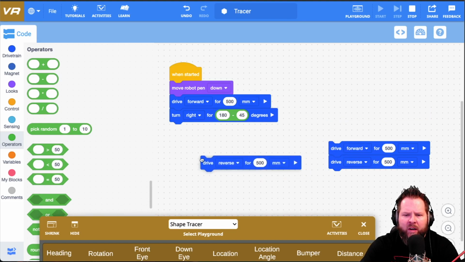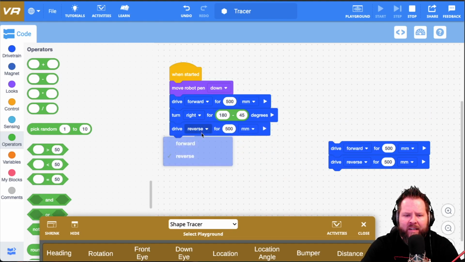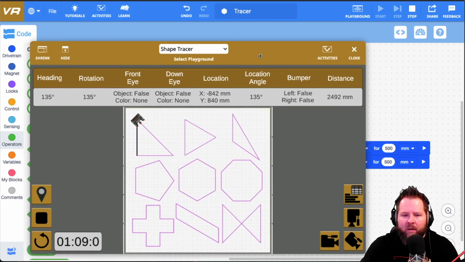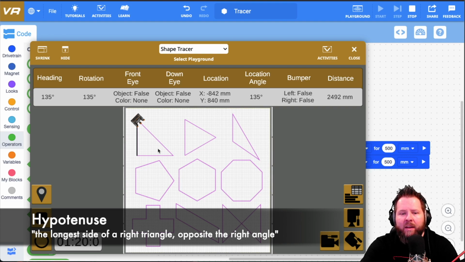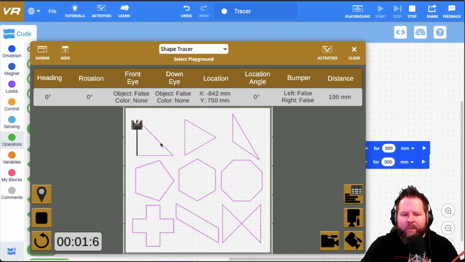So I know I want to drive forward, but I don't know how far. If I drove 500, it wouldn't quite make it there, right? Because if the distance here is 500 and the distance here is 500, so leg A and leg B, leg C, which is what we call the hypotenuse, would be more than 500. So if I reset this and push play, I'm probably going to end up around here, I'm thinking. So there we go.